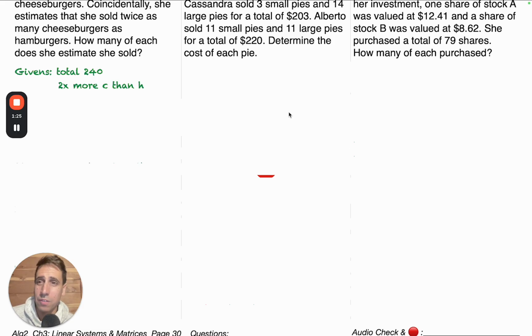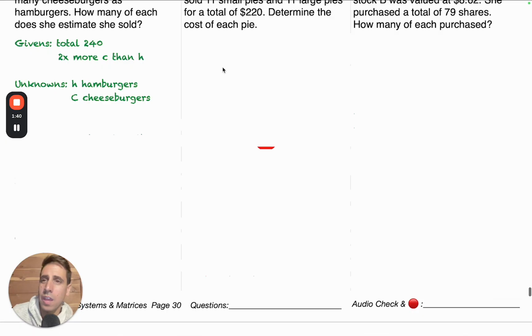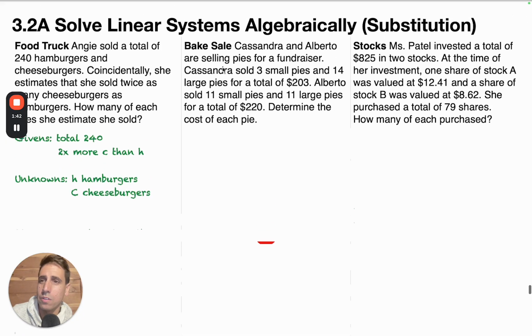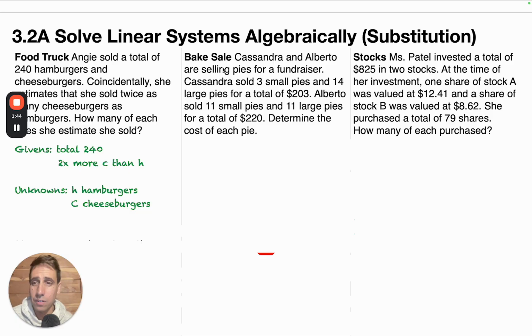So let's write down our givens. Total of 240 sandwiches and 2 times more cheeseburgers than hamburgers. The unknowns are going to be H hamburgers and C cheeseburgers. I think it's better to use H and C than x and y, because then it's a lot easier to remember which one is which. All right, let's keep going.